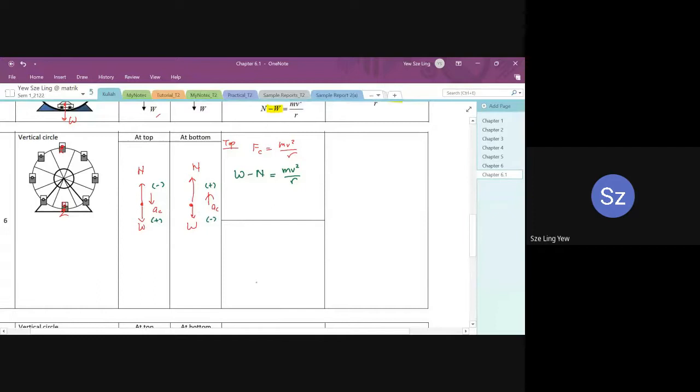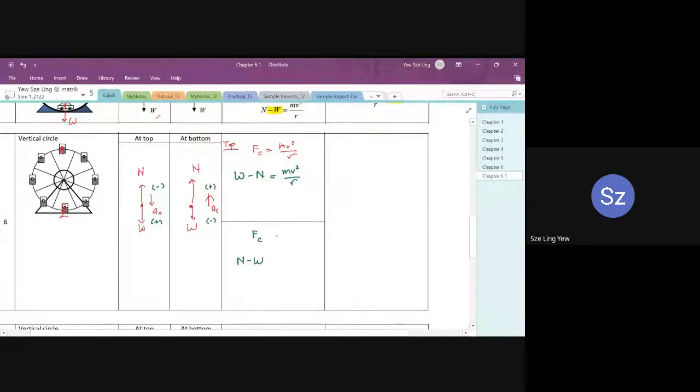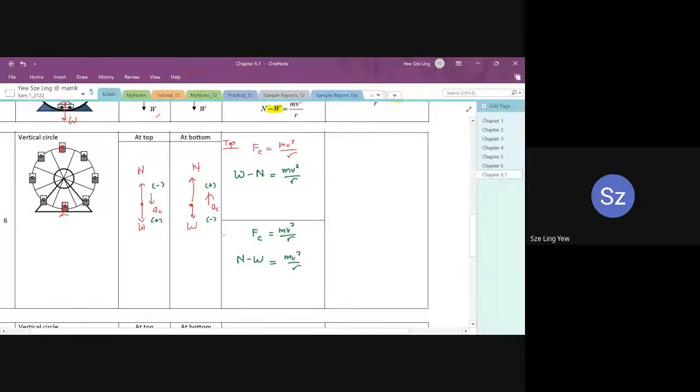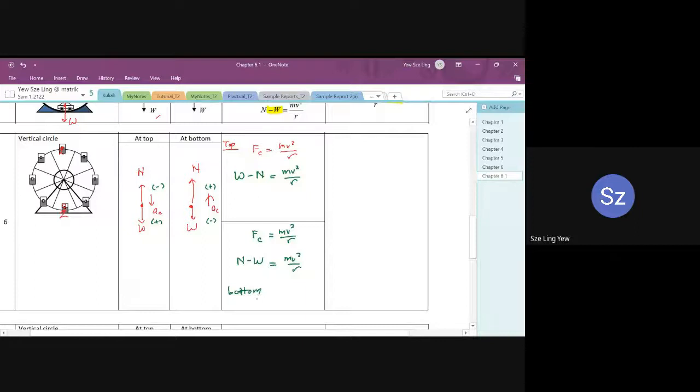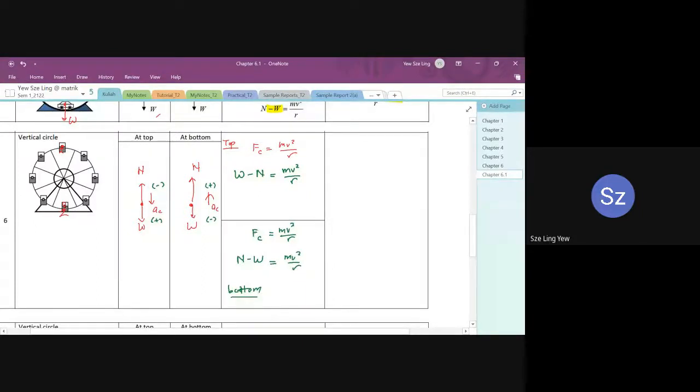When it is at the bottom, I have N minus W. Still FC equals to mv squared over R. This is when the object is at the bottom. So at the top and at the bottom, they look similar. They have similar free body diagram, but the way you form the equation is different. Why? Because of the directions of the centripetal acceleration.